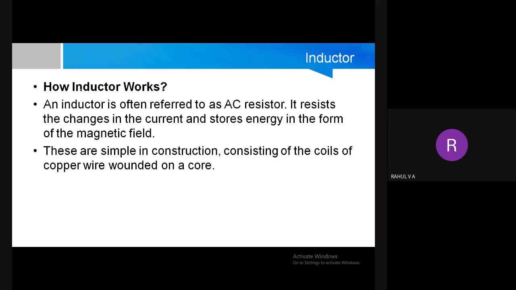Okay, will continue with the class. The next topic is inductor. Okay, next topic is inductor. So it is a third passive component after resistance and capacitance. So the third one is inductor.